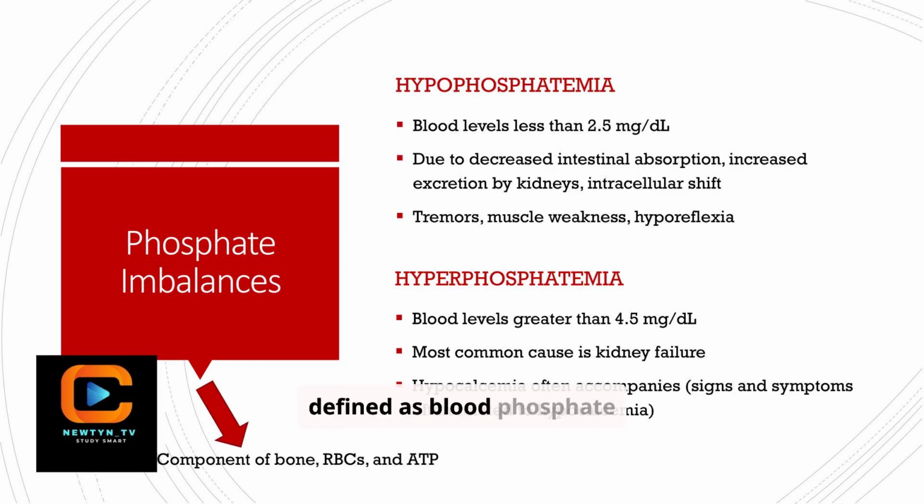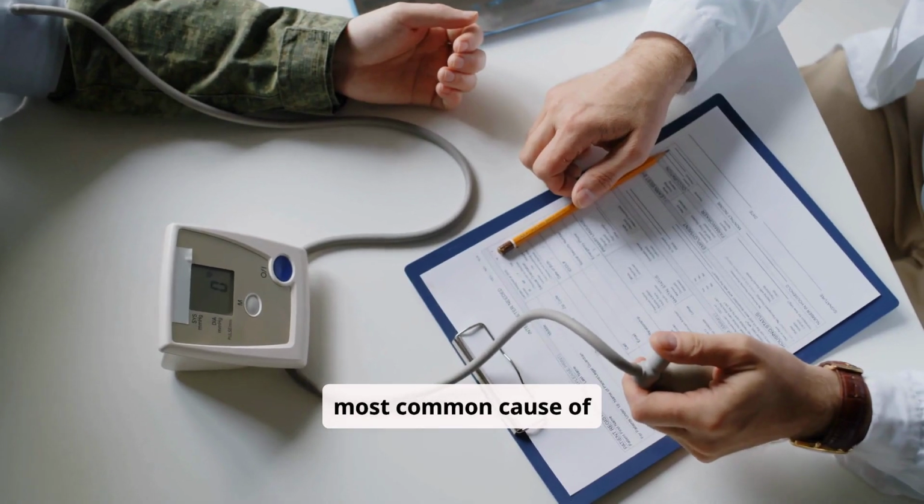Hypophosphatemia is defined as blood phosphate levels less than 2.55 mg/dL, while hyperphosphatemia is defined as blood phosphate levels greater than 4.5 mg/dL. Kidney failure is the most common cause of hyperphosphatemia.